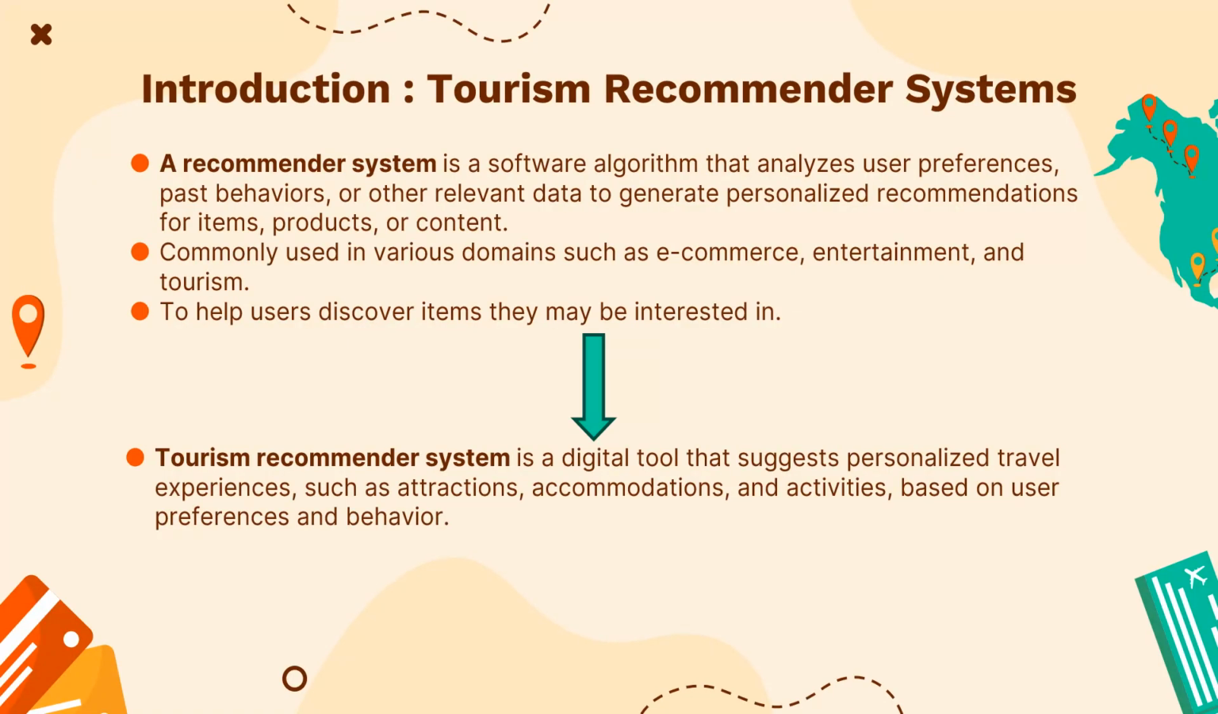A recommender system is a software algorithm that analyzes user preferences, past behaviors, or other relevant data to generate personalized recommendations for items, products, or contents. These systems are commonly used in various domains such as e-commerce, entertainment, and tourism to help users discover items they may be interested in.